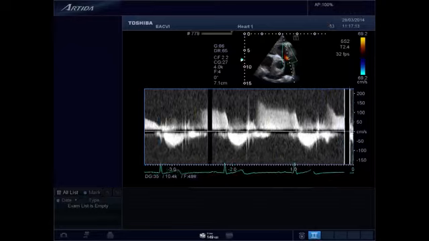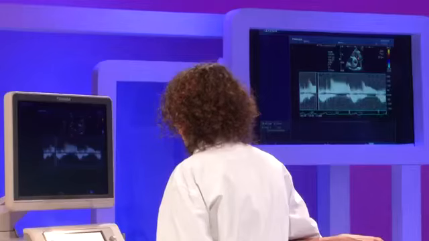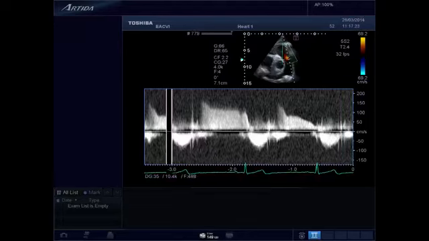So this is not really beautiful, but here there are some variations that are due to the breathing of the subject. But here you can see the pulmonary regurgitation. And here it's the anterograde flow within the valve.